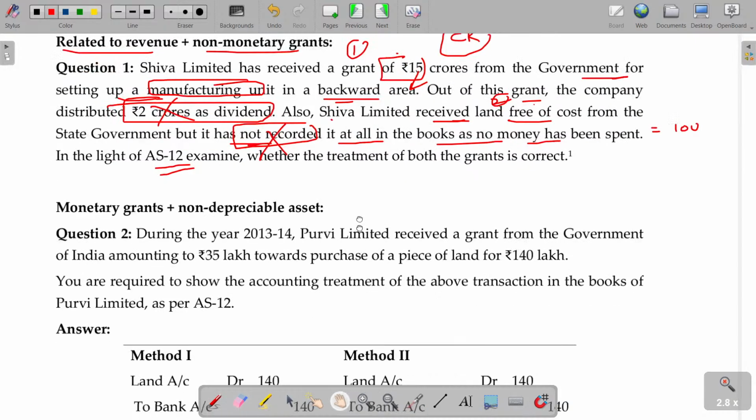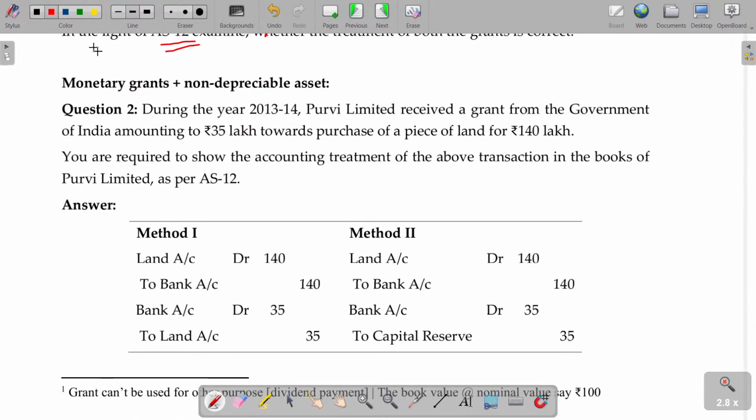Now, next one. Monetary grants related to non-depreciable assets. If you are receiving, it can be adjusted in the asset account, very simple. Another way is it may be kept in the capital reserve account. During the year 2013-14, Purvi Limited received a grant from the Government of India amounting to rupees 35 lakhs towards the purchase of a piece of land worth 140 lakhs. This is the land value, and this is the grant they received.